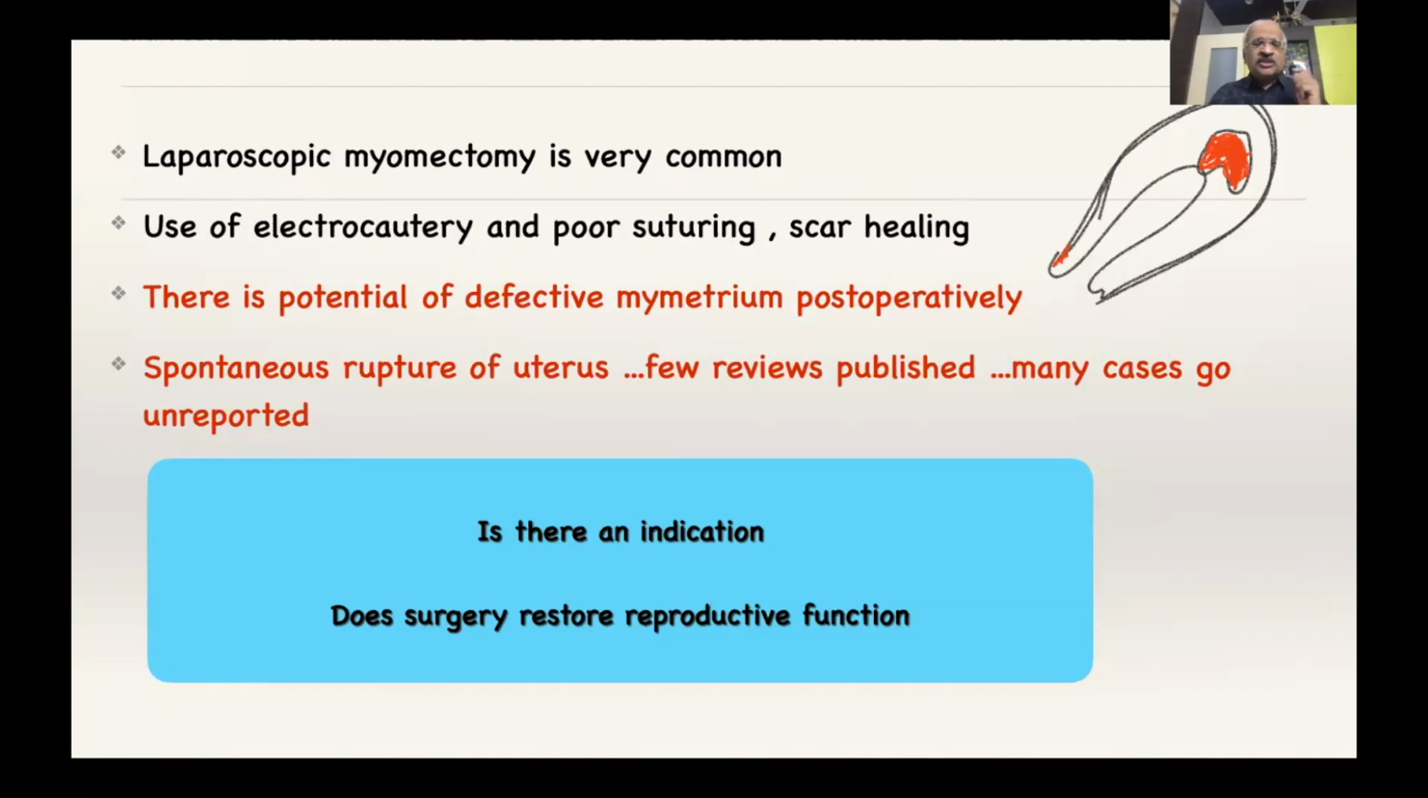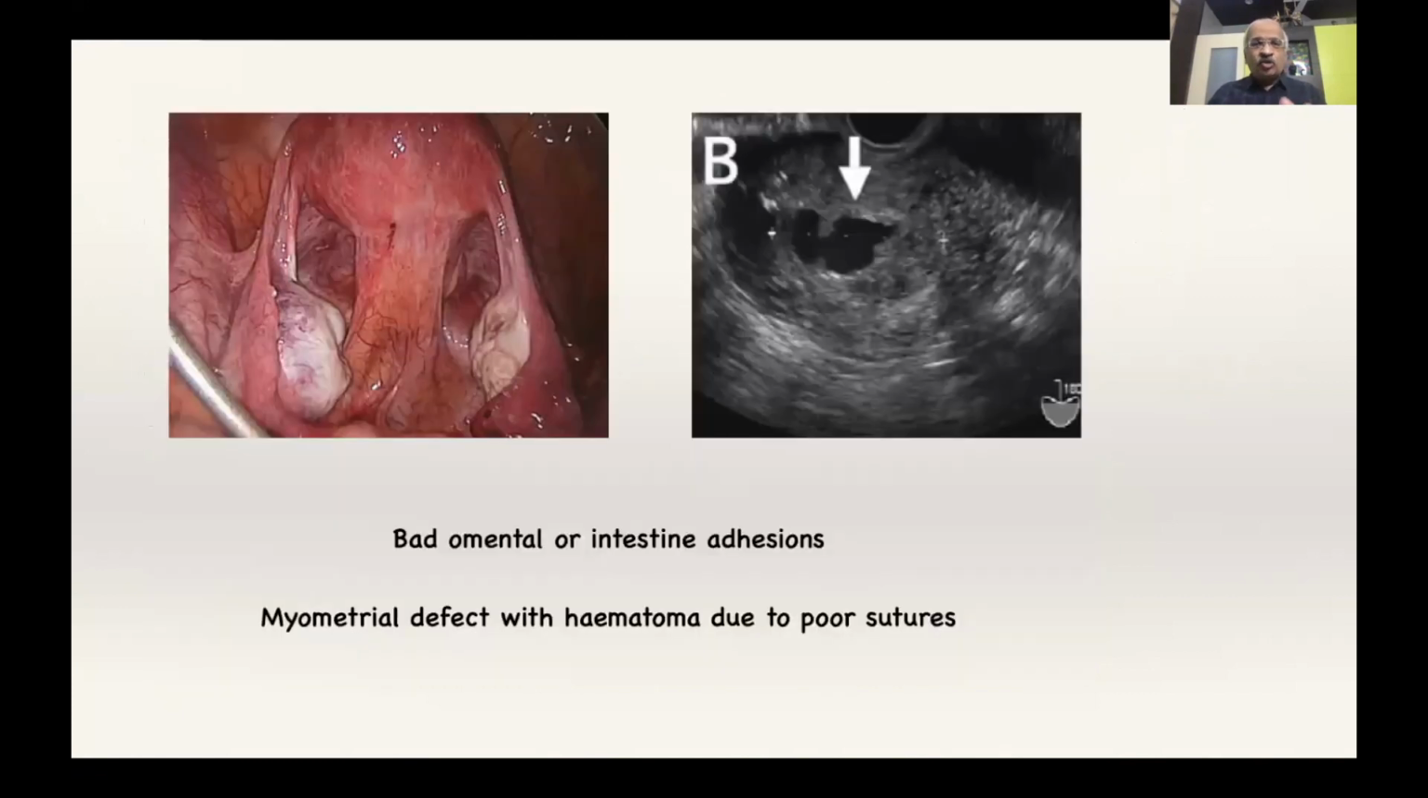So these are two questions we must ask each other. Is there a definite indication to remove that fibroid, and does surgery restore the reproductive function? And I think this has to be answered more pragmatically than geometrically. And these are two complications I'm just showing you here. You could have a very thick bowel or omental adhesion to the myomectomy site later on. This, I would still say, is a very simple adhesion. You could have a very bad one there, depending upon your suturing technique and how bad the suturing was.